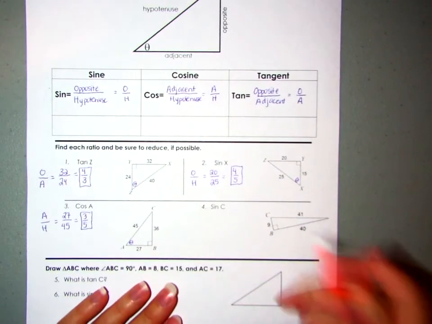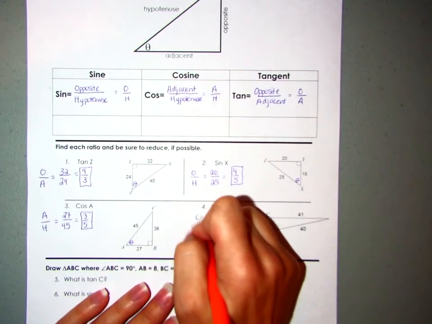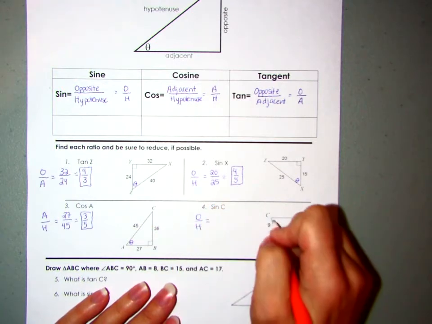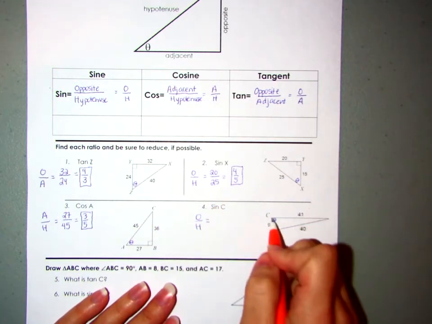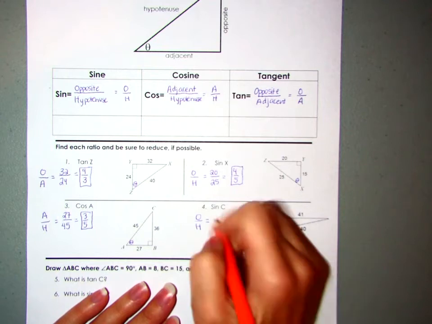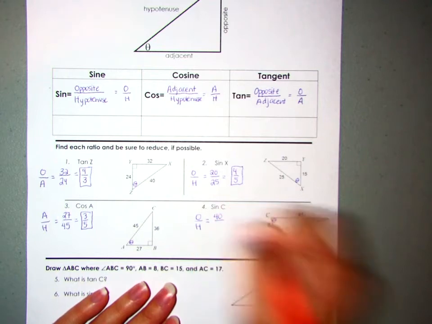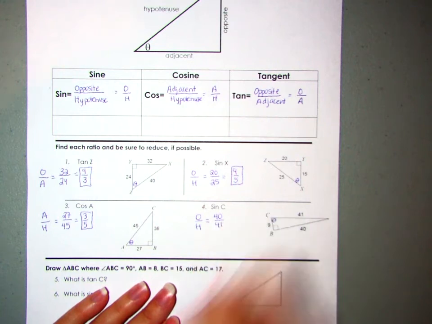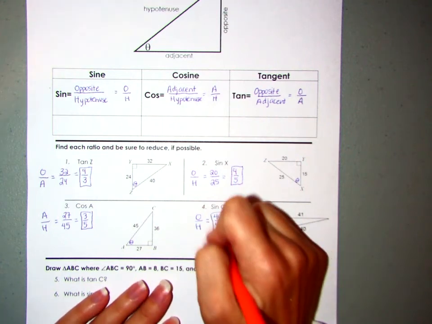And then sine of C. So again, remember, sine is opposite over hypotenuse. So here's your C, which is where we put the theta. So opposite of that would be 40 over the hypotenuse here, which would be 41. And that's as much as we can do with this one, so we can go ahead and box this.